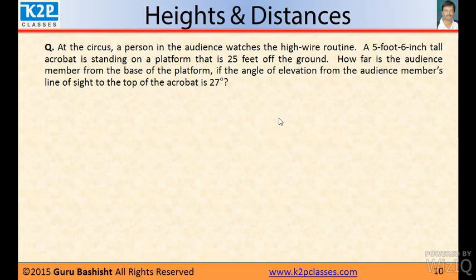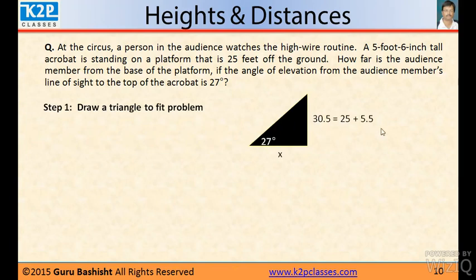Now, at the circus, a person in the audience watches the high wire routine. A 5 foot 6 inch tall acrobat is standing on a platform that is 25 feet off the ground. How far is the audience member from the base of the platform, if the angle of elevation from the audience member's line of sight to the top of the acrobat is 27 degrees?